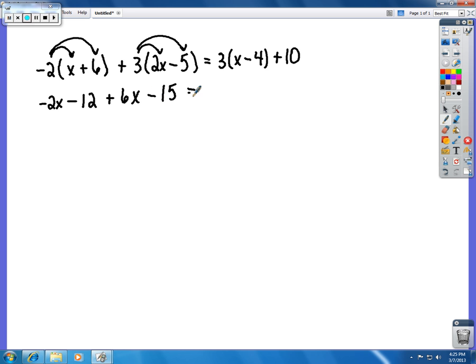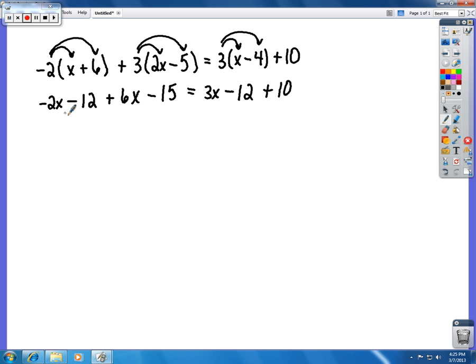And then on the other side of the equal sign, again, we're going to do the same thing. We've got 3 times x, which gives us 3x, and 3 times a negative 4, which gives us negative 12. And then we've still got that plus 10 on the outside of the parentheses. And now we're going to do what we did for the last example, which is combine the like terms on each side of the equal sign.